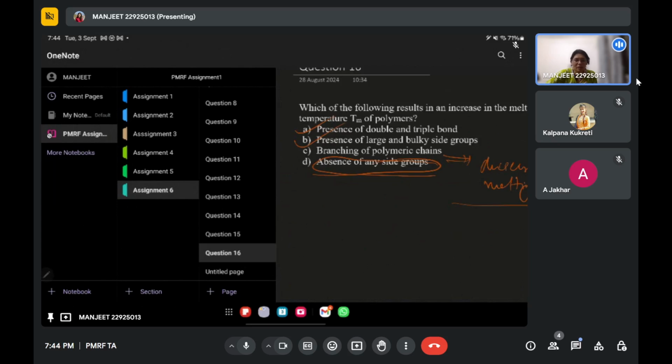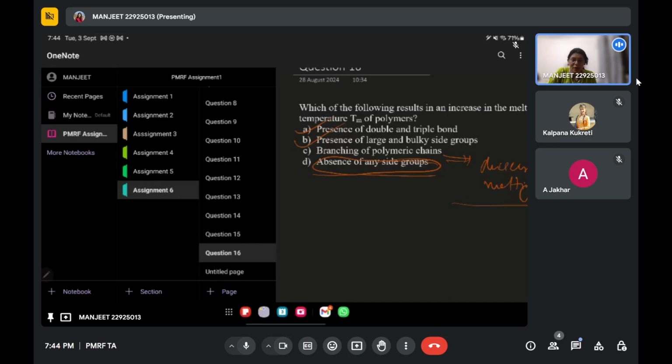which of the following conditions lead to the increase in the melting temperature of the polymer. So of course, the double and the triple bonds will lead to the increase in the melting temperature, and the presence of large and bulky side groups also leads to the increase in the melting temperature. So this is all about assignment number 6.